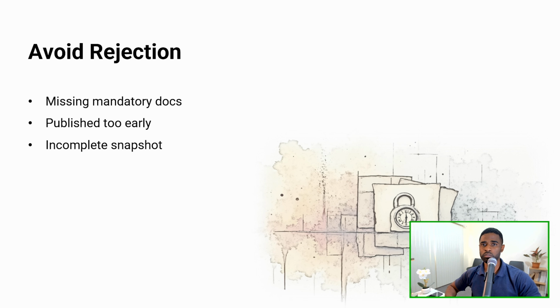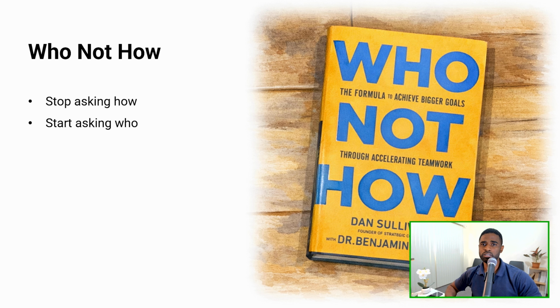But before we conclude, because we're just about finished, I want to introduce you to a final idea. This slide is entitled Who, Not How. The concept comes from Dan Sullivan, a well-known business coach who has worked with hundreds of entrepreneurs and business owners. He has also authored the book Who, Not How. The central idea is simple.